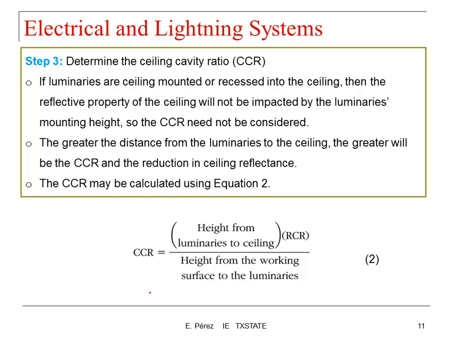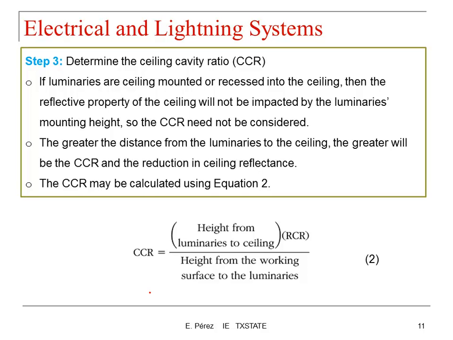Another ratio, the ceiling cavity ratio. So this takes into account when you have a lamp hanging from the ceiling, that the space between the lamp and the ceiling is creating some shaded areas. So if luminaires are ceiling mounted or recessed in the ceiling, then the reflective property of the ceiling will not be impacted by the luminaires' mounting height. So this ratio is not considered.